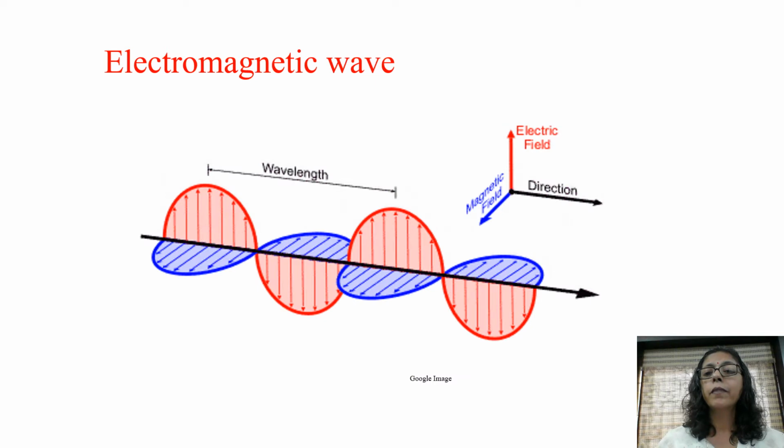Although I have drawn this electromagnetic wave in front of you. Now what is it? It basically is composed of oscillating electric and magnetic fields. Can you see the electric field drawn in red and the magnetic field drawn in blue? And what is the direction in which this electromagnetic wave moves? It moves forward in a direction which is perpendicular to both the direction of oscillating electric and magnetic field.